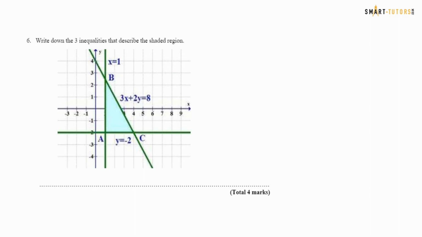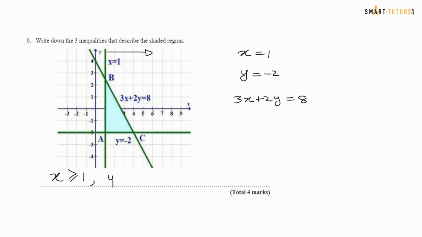And question number 6. Question number 6 is the same thing, but the benefit we get is we already know these equations: x equals 1, y equals minus 2, 3x plus 2y equals 8. So basically we need to find out where the region is. So start with x equals 1. This side is the right hand side, so x is greater. So x is greater than 1.